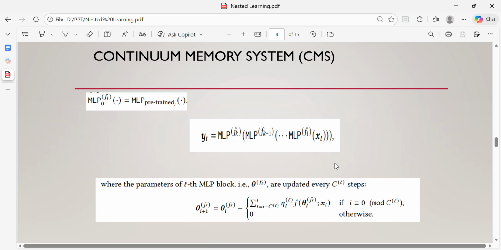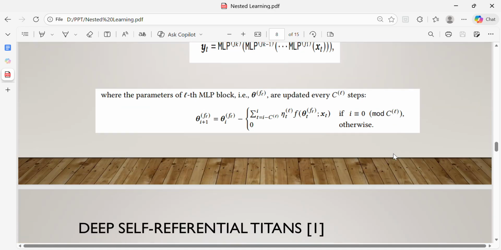So YT is equal to MLP. It is like a nested thing. MLP at Fk is actually a function of MLP at Fk minus 1 and so on. And at the 0th instance, it is the pre-trained MLP, where parameters at the Lth block are updated at every step. This is continuum memory system.